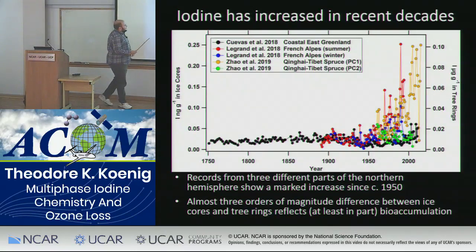So this is switching gears quite a bit to look at part of the reason why we should probably care about this right now a bit more. What I'm showing here is several recently published results of iodine deposition. We have two sets of measurements which look at a glacier in Greenland and one at a glacier in the French Alps. Then we have a very recent paper by Zhao et al., where they're looking at spruce trees in the Qinghai-Tibet Plateau.